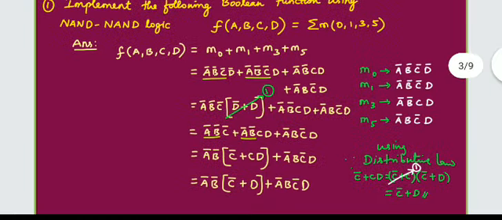So we'll see one more problem. Actually this problem is based on NAND implementation. So we'll see this problem. Implement the following Boolean function using NAND logic. What is the expression given here? F of a, b, c, d, which is equal to summation m of 0, 1, 3, 5.